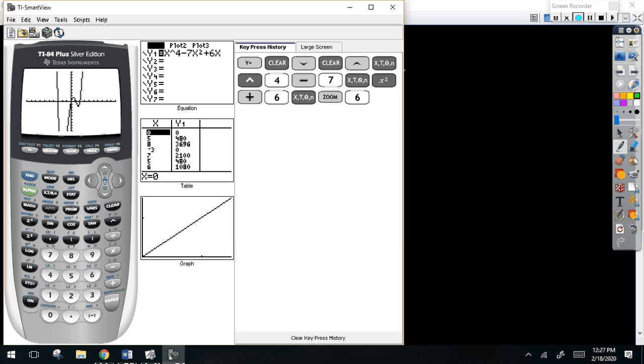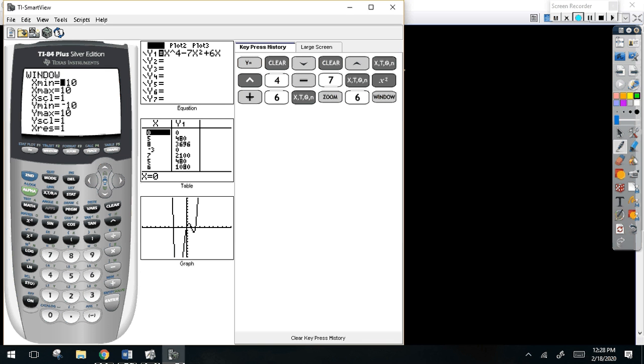Now, what do you notice about my graph? Looks like I'm missing something, right? What do I need to see more of? The bottom. Which axis looks up and down so that I can see more bottom? The X or the Y? The Y.